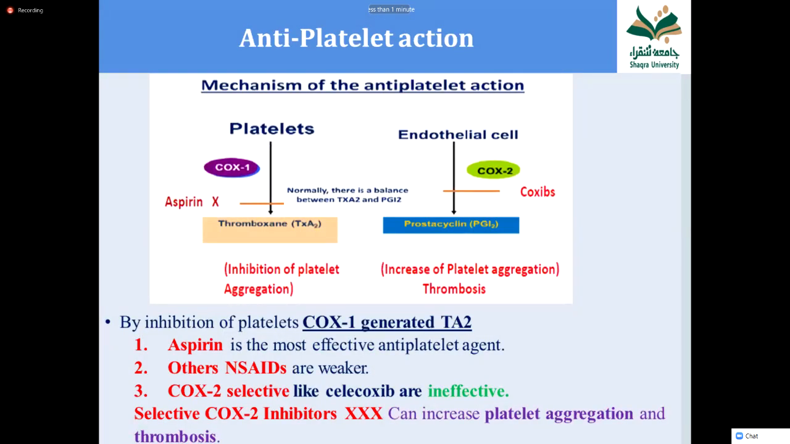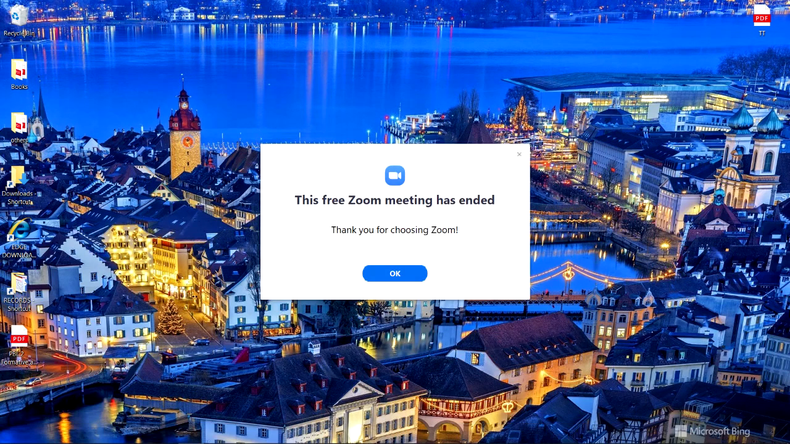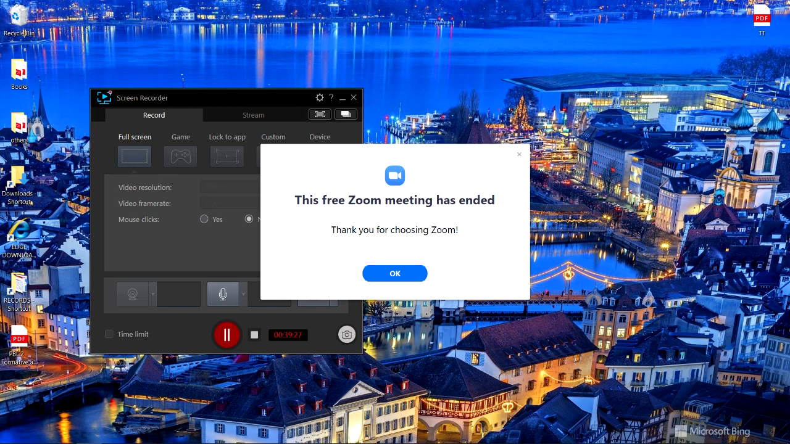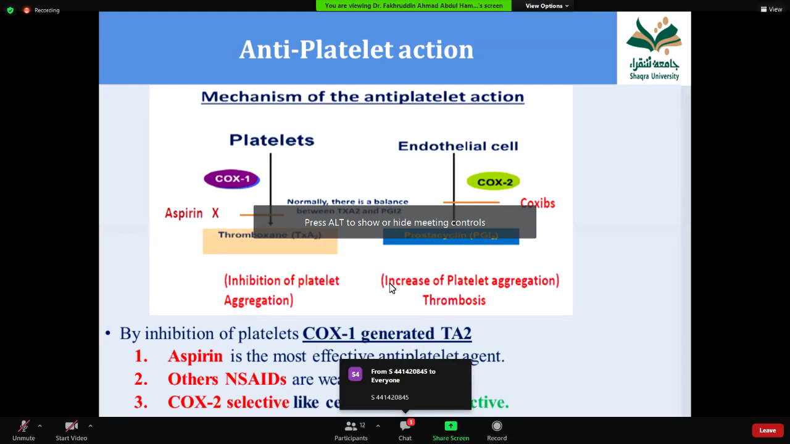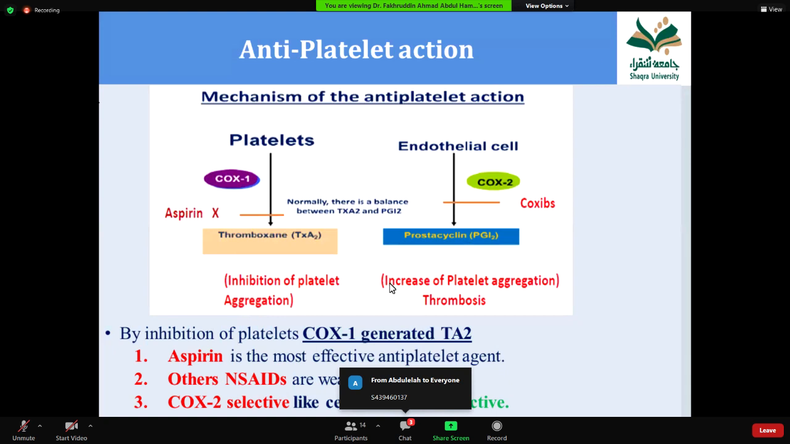We have seen they have effect on the platelet also. So these NSAIDs may have anti-platelet effects. Generally, the platelet effect is because of thromboxane, inhibition of platelet aggregation. So aspirin produces this effect by inhibiting COX-1, which generates thromboxanes. So aspirin is the most effective antiplatelet agent.